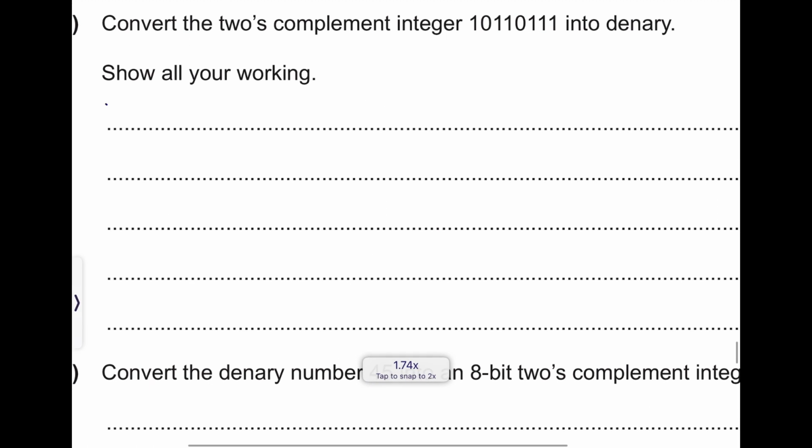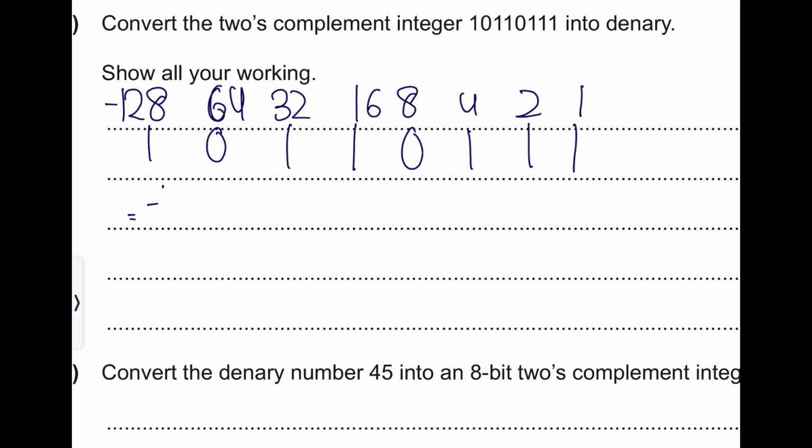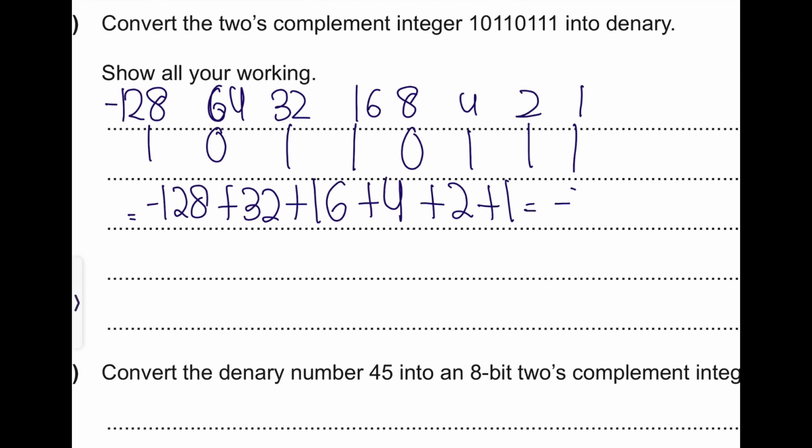So for 2's complement, the leftmost is negative. So 128, 64, 32, 16, 8, 4, 2, 1. Now just simply convert: 1, 0, 1, 1, 0, 1, 1, 1. Okay, so if you add them up, negative 128 plus 32 is negative 96, then negative 86 and negative 80, negative 76, negative 74, and hence negative 73. That should be your answer, negative 73.